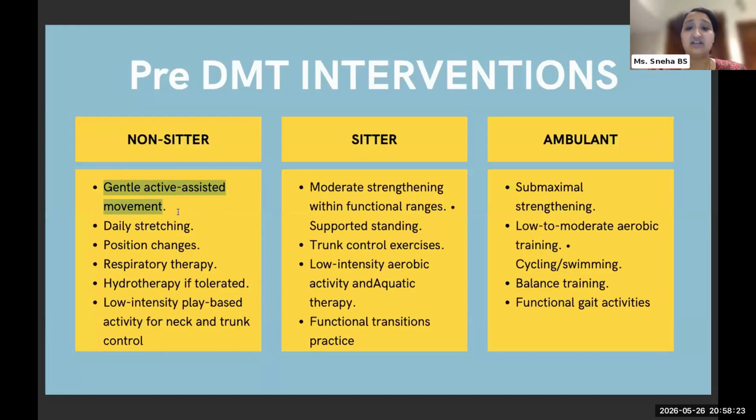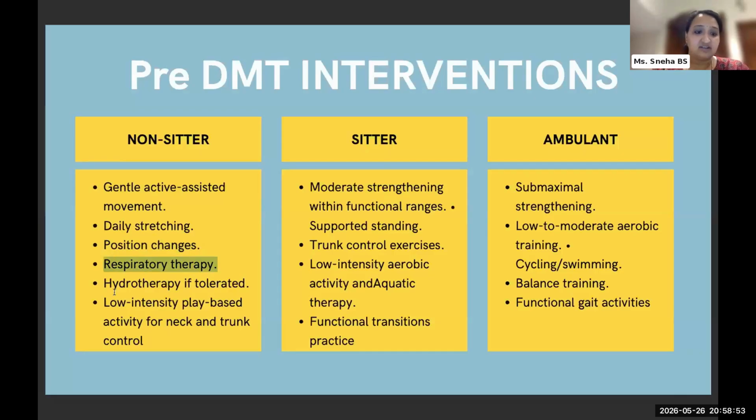active assisted movements. If required only, we're going to go in for passive therapy. So gentle active assisted movement, absolutely necessary. Daily stretching routine, that is to prevent contractures. Position changes. This is for both contracture prevention, integumentary changes to prevent any pressure-related wounds, or even for respiratory therapy for that matter, which we're going to learn a little bit more in detail.